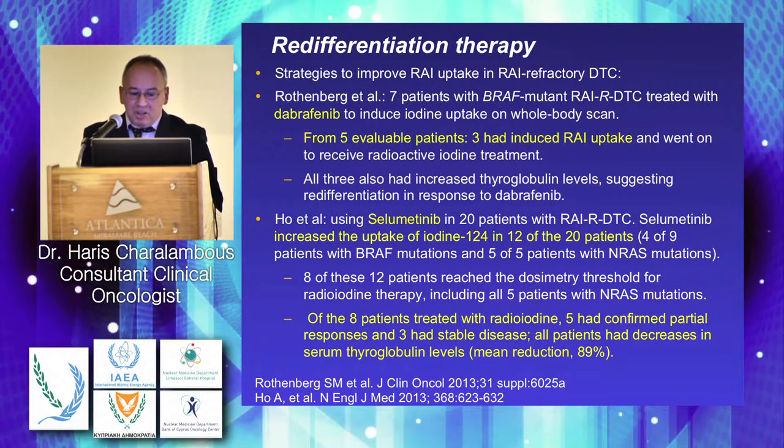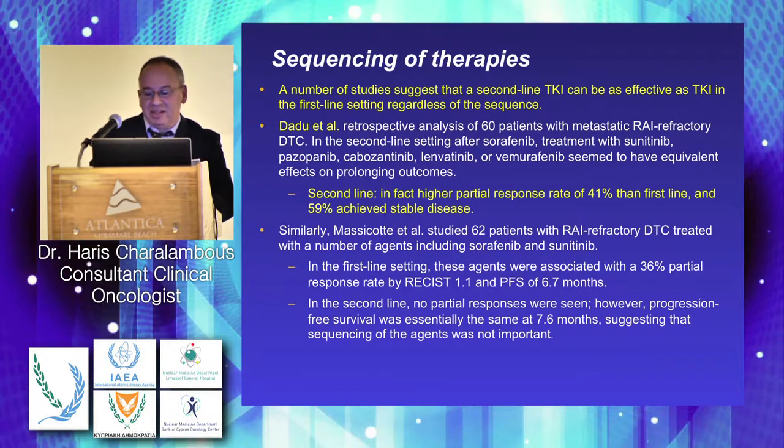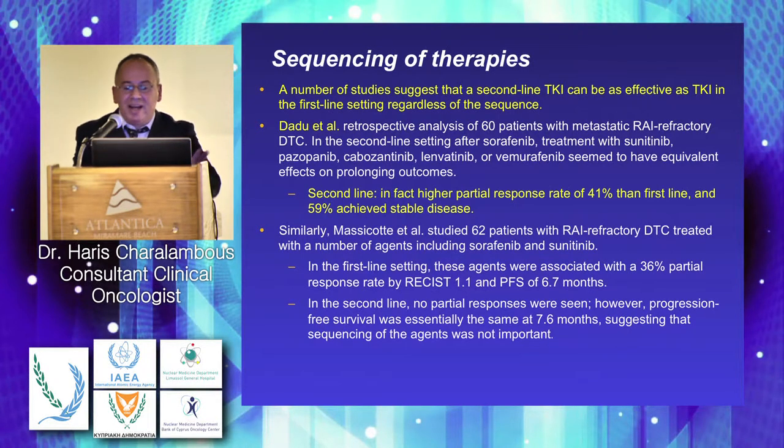So redifferentiation therapy has just been covered, so the selumetinib data we've just seen, and there is similarly a very small, 7-patient study with dabrafenib. So this is a promise that somehow we're going to get the sodium iodide symporter gene to work, or we're going to get rid of the dedifferentiated clone, and all of a sudden we're going to have our magic bullet working again, and I think that's a great promise for the future, but again, we're not there. Just one or two slides. I've got one slide for sequencing.